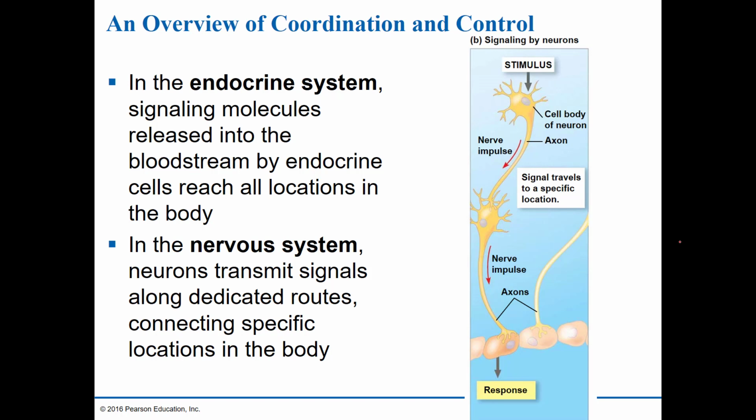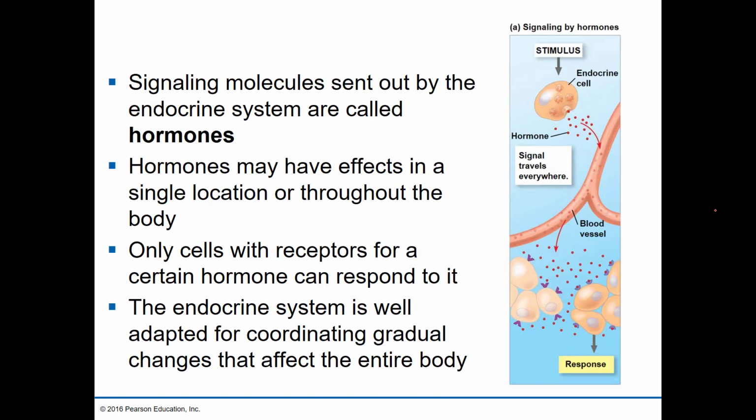So in the nervous system, the neurons transmit signals along dedicated routes connecting specific locations in the body, versus an endocrine system where it's released into the bloodstream until it reaches where it's supposed to go. I would know the difference between those two. Signaling molecules by the endocrine system are called hormones. Hormones have effects in a single location, or it can be all throughout the body. And the same hormone can elicit different effects on different things. Only cells with receptors for a certain hormone can respond to it.